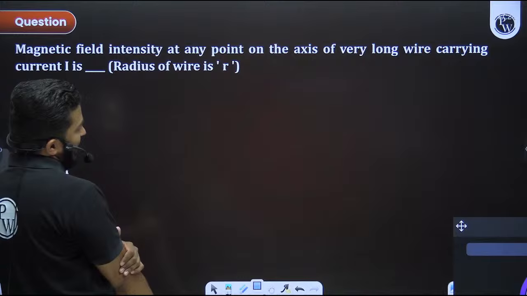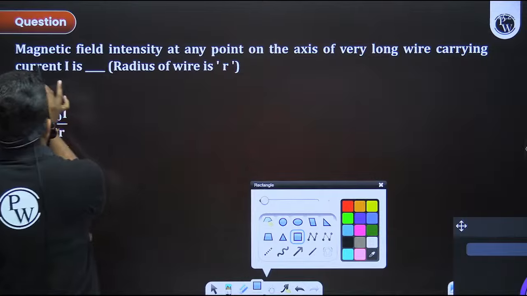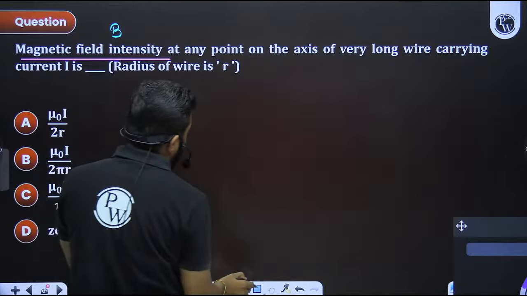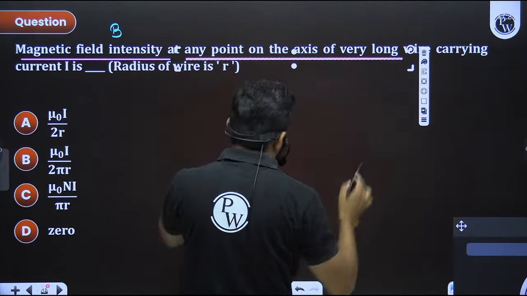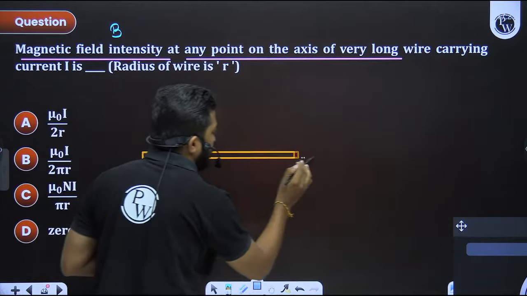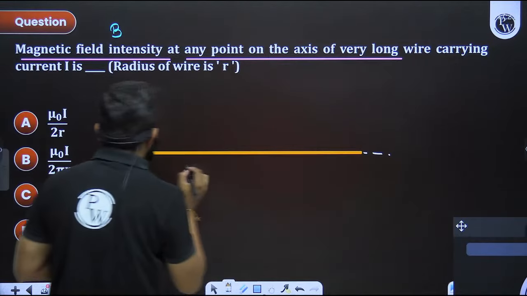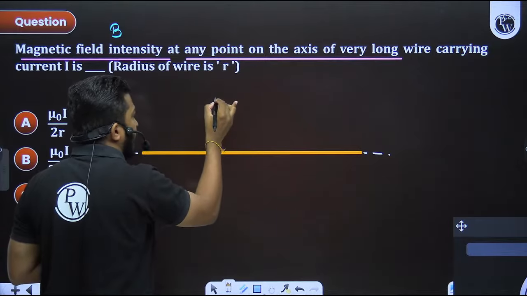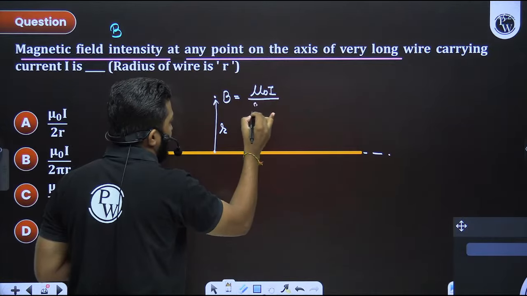Magnetic field intensity at any point on the axis of a very long wire. So read properly. The magnetic field intensity means the value of our B at any point. But where does this point stand? At any point on the axis of a very long wire. So by Biot-Savart, what can we say? There is one infinite wire. For any point at the perpendicular distance r, the magnitude of B is mu naught I divided by 2 pi r.